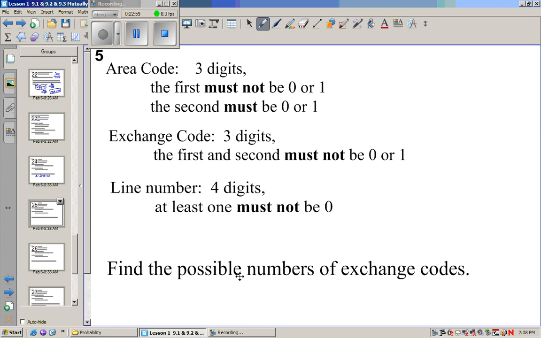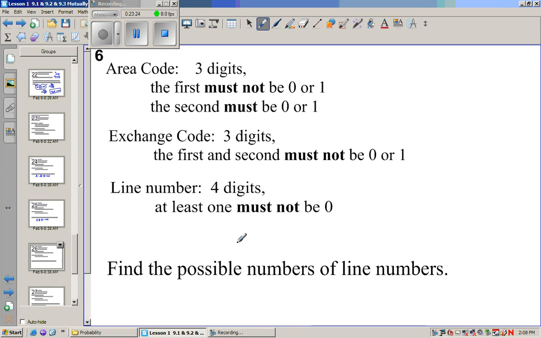How many possible exchange codes? Well, the first and the second must not be a 1 or a 0. So that would be 8 and then 8. And then the last one could be anything, so there's 10 options for the last digit. So 8 times 8 is 64. 64 times 10 is 640. So there's 640 different exchange codes.